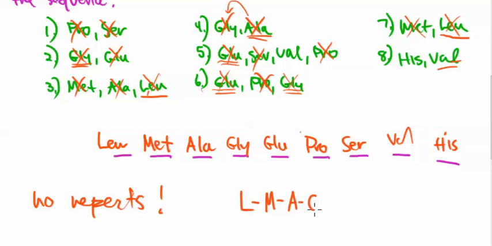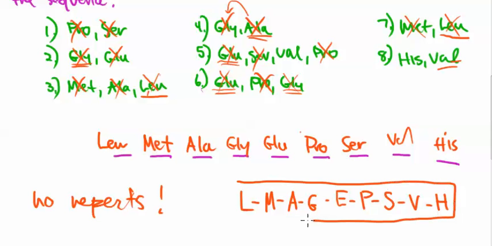1-letter abbreviation for glutamate, E, that's a weird one. Proline, P. Serine is an S. Valine is a V. And histidine is an H. So I could also represent the protein by just writing down the one-letter abbreviations. And we understand that this basically is a representation of the protein that I have there.